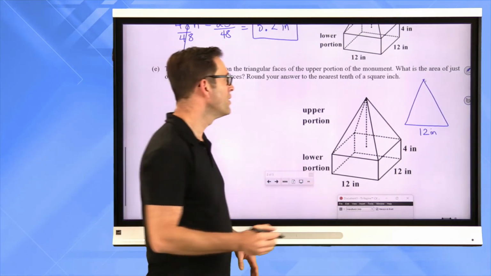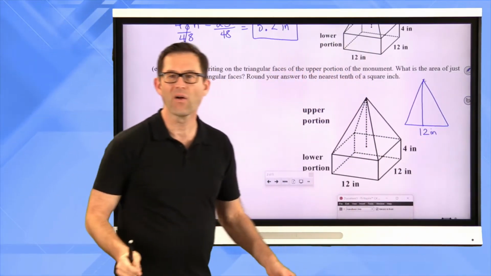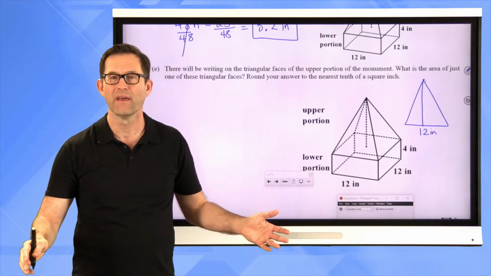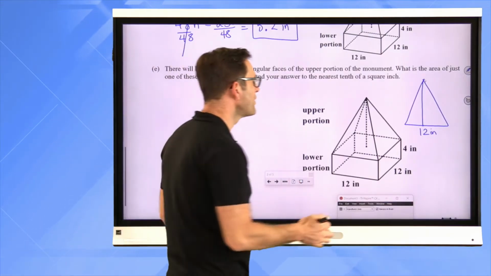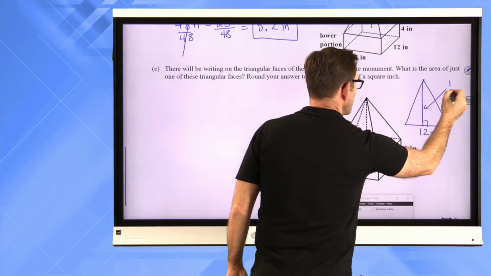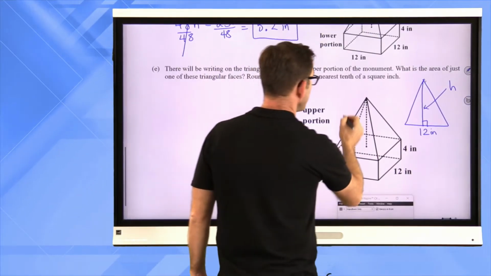What I don't know is the height. I also don't know any angle. I don't know the isosceles triangle leg lengths. But if I want to figure out what this area is, it would be very helpful to have this height, okay? Now, keep in mind what we do know.